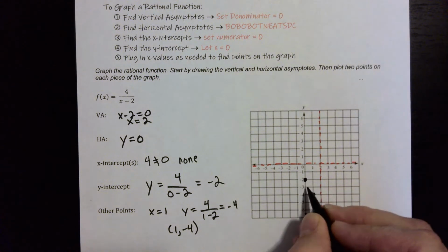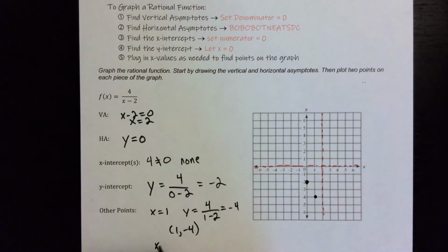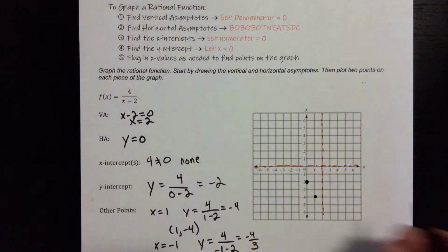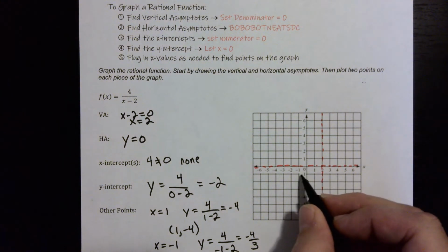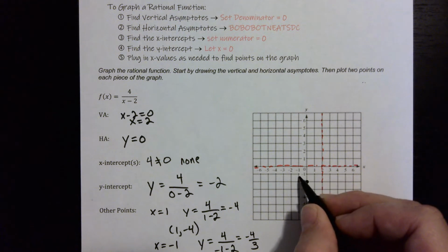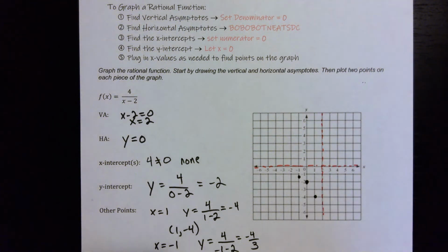Let's do another one. Let's go over here to say negative 1. So x is equal to negative 1. So that gives us y is equal to 4 over negative 1 minus 2. Might have been better to do negative 2 because it would have worked out nicer. But this is going to be negative 4/3. So that's going to be the point negative 1 comma negative 4/3, which is just a little bit more than negative 1. So we go to negative 1 on the x-axis, and we go down to negative 4/3, which is right here.